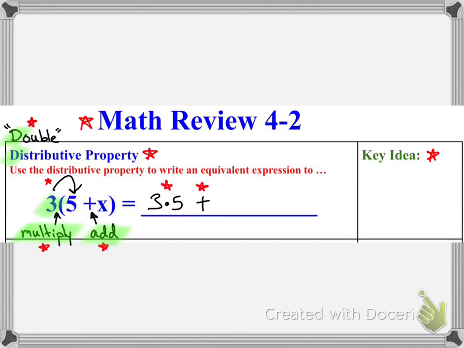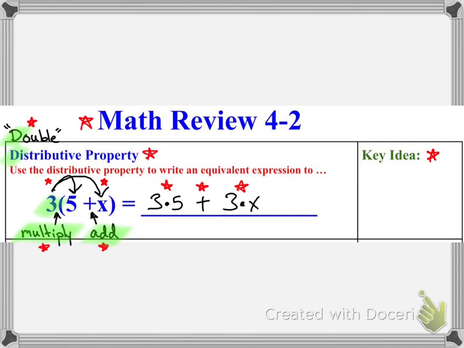Then the next thing to do is to give the 3 to the other term inside the parentheses, which is the x. So if you have that arrow on the top, you get a star for that. And when you give the 3 to the x, remember that means that you're multiplying. So we're going to write down 3 times x, and that would give you another star.